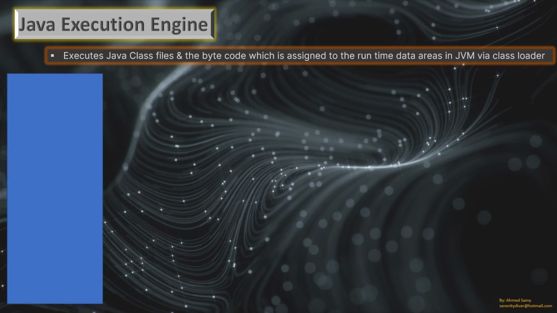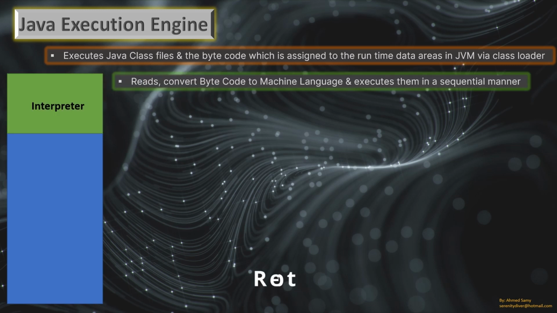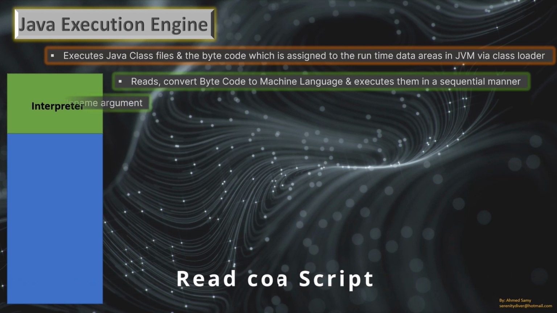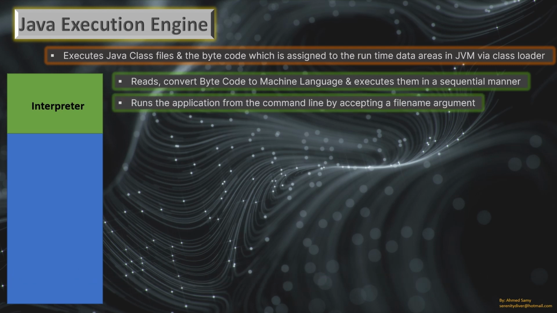The execution engine consists of three main areas. The first one is the interpreter. The interpreter will read and convert the bytecode to machine code and execute it in a sequential manner. It runs the application from the command line by accepting a file name argument. It will interpret the same code every time, so it's not something good for optimization.